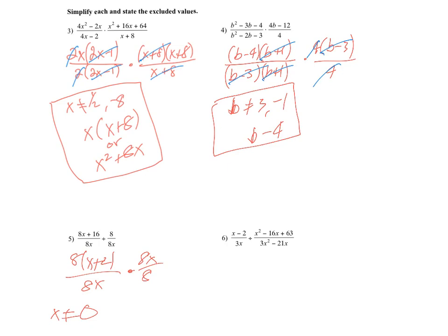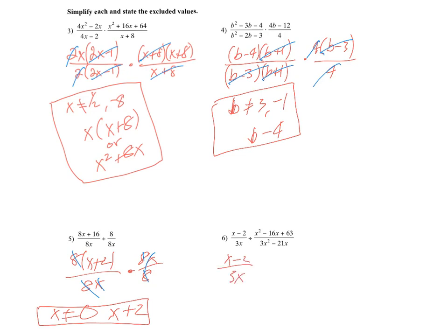And now we just have to cancel out. 8 cancels 8. 8 cancels 8. X cancels x, and we're left with x plus 2 with x not equal to 0. Last one. X minus 2 over 3x.